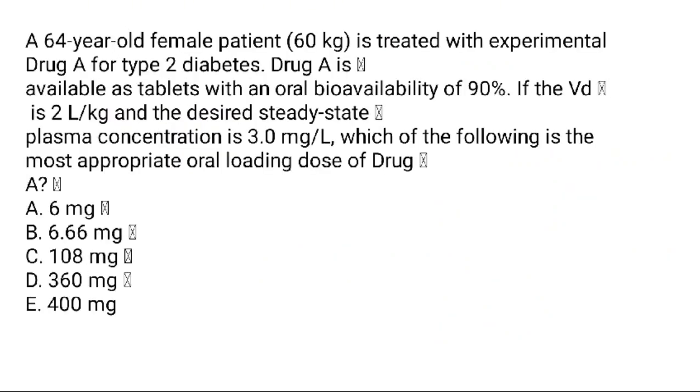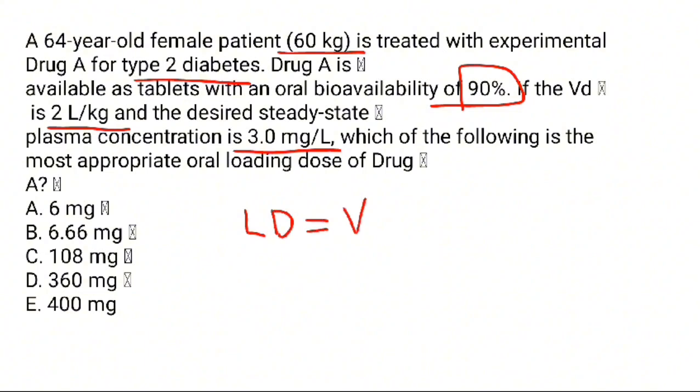A 64-year-old female, 60 kg weight, is treated with experimental drug A for type 2 diabetes. Drug A is available as tablets with oral bioavailability of 90%. Volume of distribution is 2 liter per kg and the desired steady state plasma concentration is 3 milligram per liter. Which of the following is the most appropriate oral loading dose? Now as we all know, loading dose is equal to volume of distribution times Css, steady state plasma concentration, divided by F, bioavailability. Loading dose we are going to calculate.